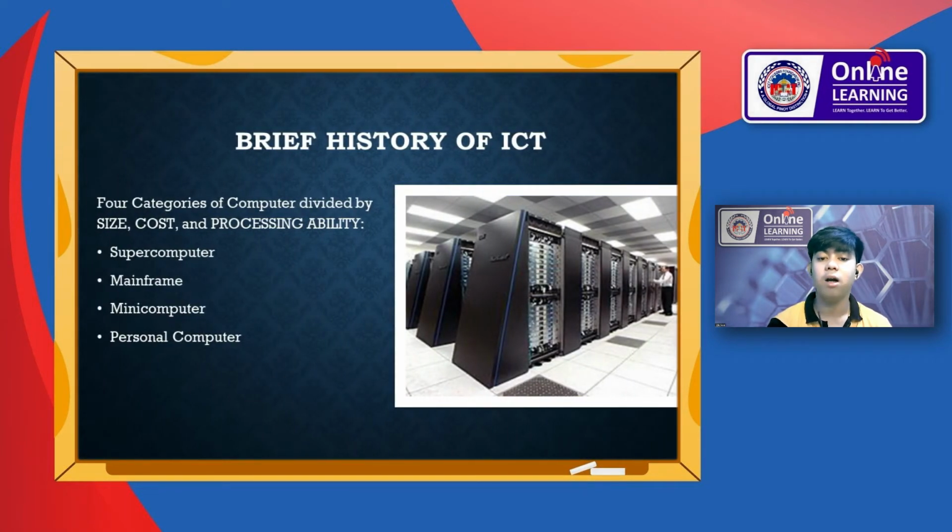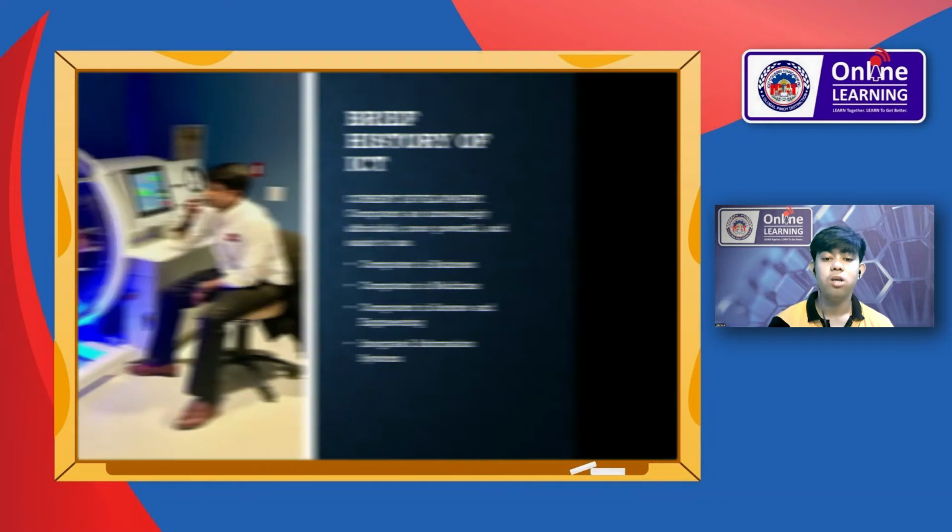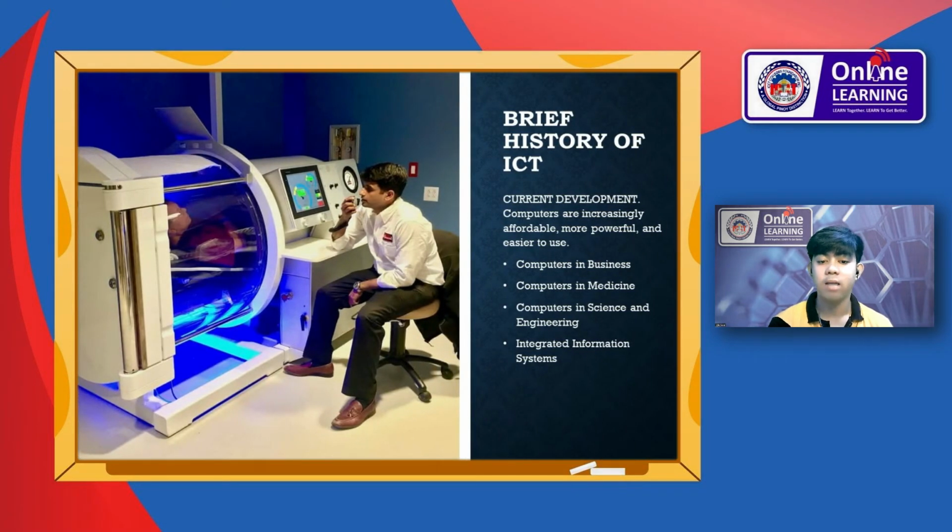Computers today are divided into four categories by size, cost, and processing ability. There are supercomputer, mainframe, minicomputer, and microcomputer, more commonly known as a personal computer. Personal computer categories include desktop, network, laptop, and handheld.